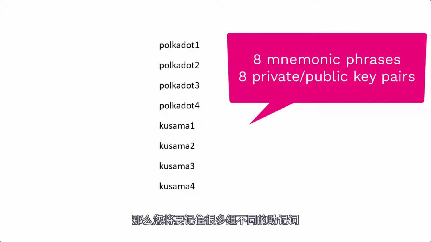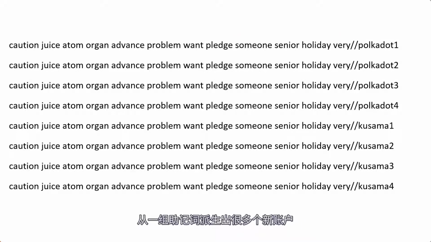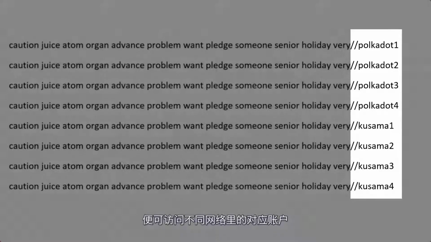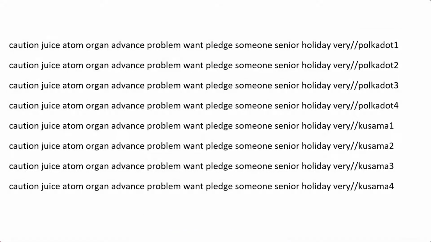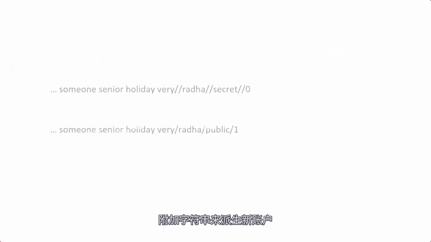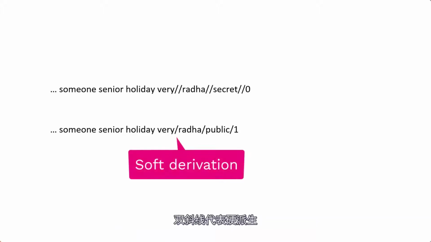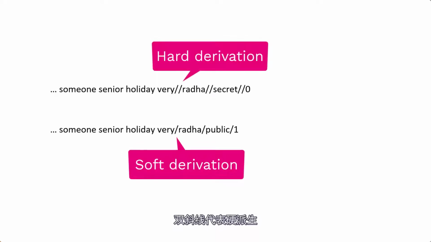It quickly becomes quite tedious to keep track of multiple mnemonic phrases, but what if I told you that we can derive new accounts from a single mnemonic phrase? That would be pretty convenient, right? You just have to remember a seed phrase and the derivation path to access the respective accounts. You can derive new accounts by appending strings at the end of the mnemonic phrase, separating them using a slash or a double slash. A single slash corresponds to soft derivation and a double slash corresponds to hard derivation.